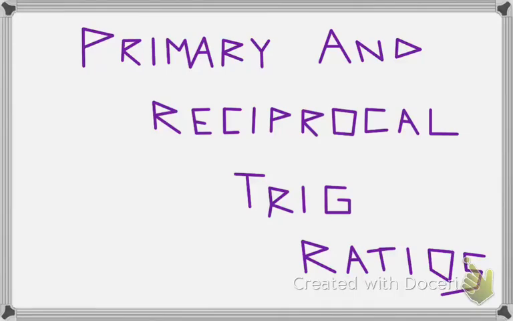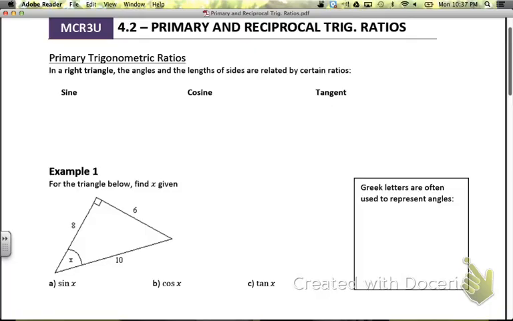Today we'll be looking at primary and reciprocal trig ratios. So let's just review first our primary trig ratios. So we have our sine, cosine, and tan. So remember our little key word here. So, SOHCAHTOA.